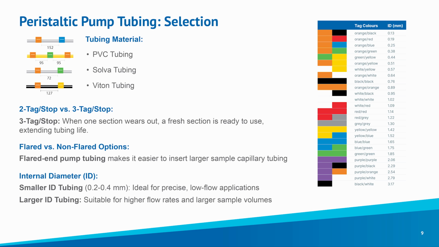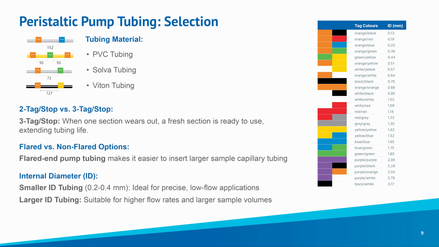You can also choose between 2-tag or 3-tag options. The 3-tag option allows you to use a fresh tubing section as one section wears out, which extends the overall life of the tubing. However, keep in mind that this may increase the time the sample is exposed to the tubing, potentially affecting the analysis of sticky elements. There is also a choice of using a flared-end pump tubing that makes it easier to insert larger sample capillary tubing.